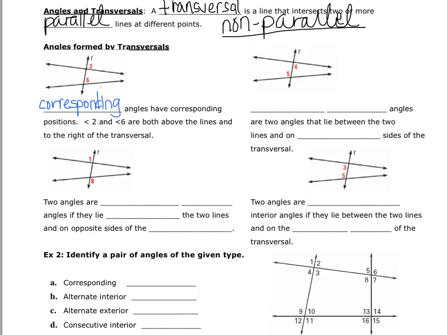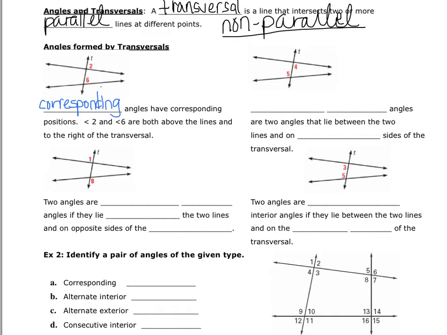Corresponding angles have corresponding positions. Corresponding means they're in the same location. They have a lot in common. Angle 2 and angle 6 are both above the line. You can see 2 is on top of the line, and 6 is on top of the line, and it's also to the right of the transversal. If I were looking at each of these as a four-way intersection, I would say that 2 is in the top right and 6 is in the top right. They're in different subdivisions, but they live in the same spot: corresponding.